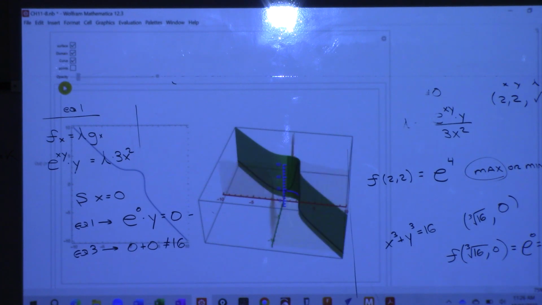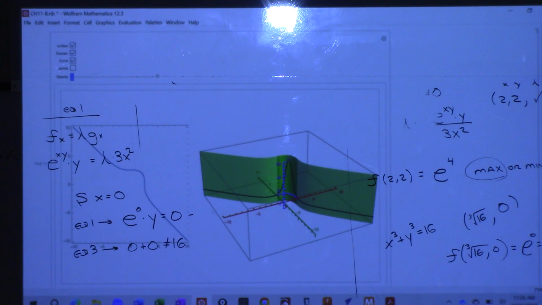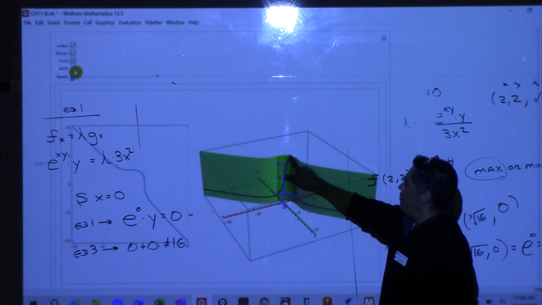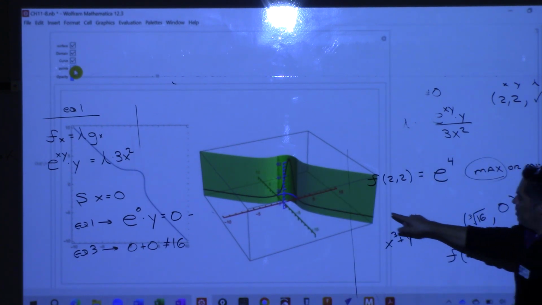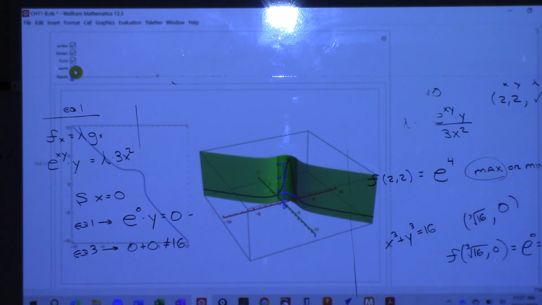I'm going to pull this out of here. We get that black curve right there. This black curve is what we get. And we found e to the 4th was the highest point. And we knew that because we picked another point on this black curve and we saw that the value was 1, which is obviously less than e to the 4th.